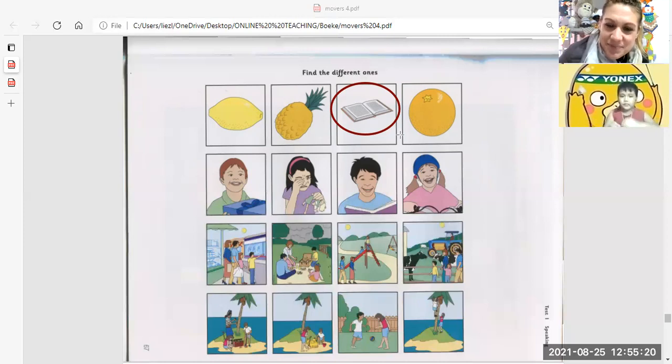Next. These people are happy. But the girl is sad. She is crying. Crying, good. Next.